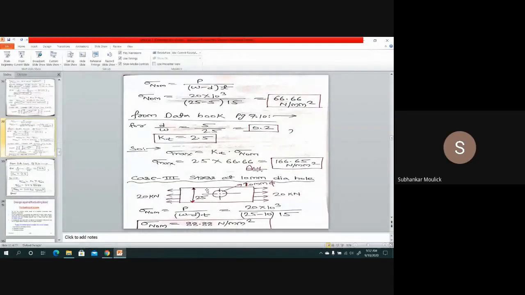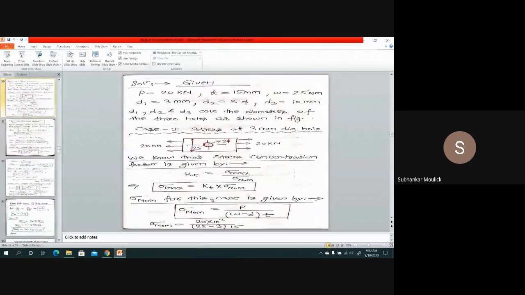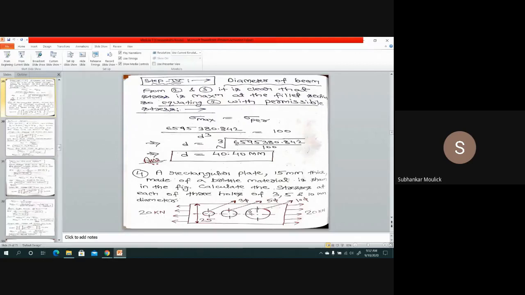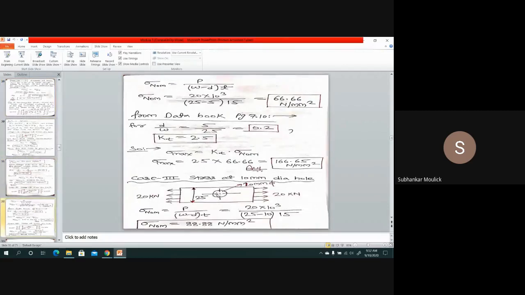Okay, fine. And the last part is, again I have to find the value of maximum stress for this 10 diameter hole. For this 10 diameter drilled hole, nominal stress will again be load divided by resisting cross-sectional area. Resisting cross-sectional area will be width into thickness. Width will be 25 minus 10, into thickness 15. P is 20 kilonewton, so 20 into 10 to the power 3 Newton. If I solve this expression, I will get the value of nominal stress, and that value is coming out to be 88.88 Newton per mm square.